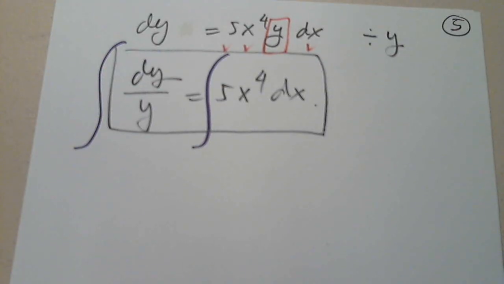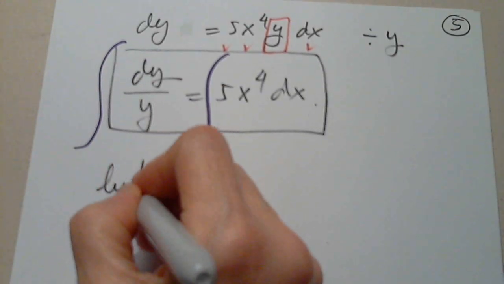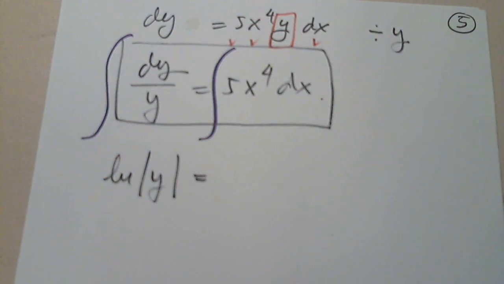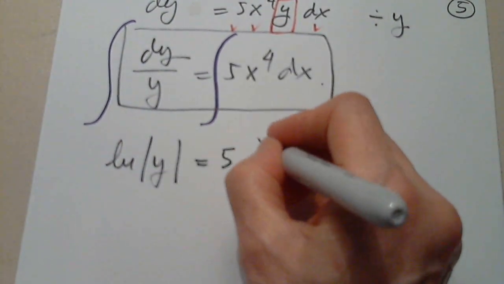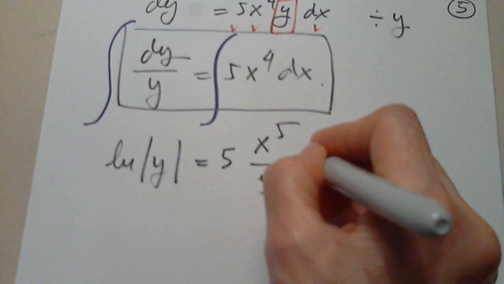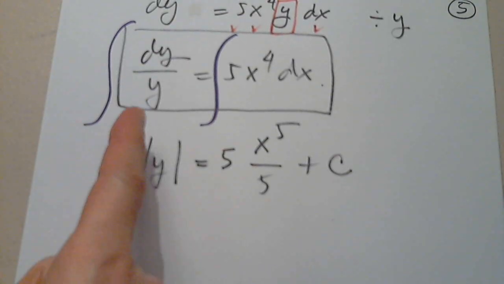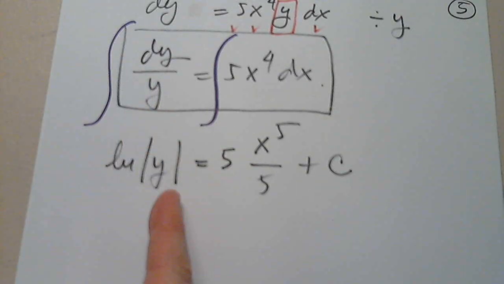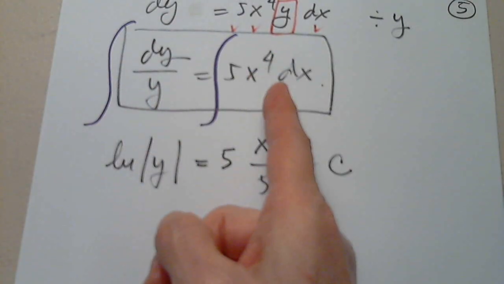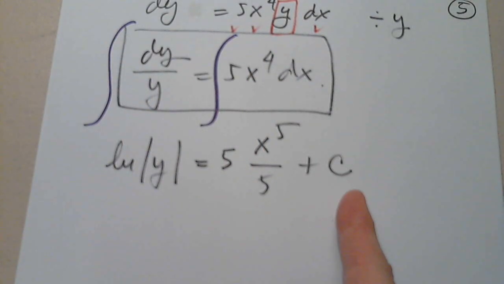Is that the ln, the absolute value of y? Excellent. And 5x to the 4th integrates to x to the 5th, plus a constant c. I know you're going to ask, and it's an absolutely perfect question, why you integrated the left-hand side and didn't put a constant, but you integrate the right-hand side and you put the constant?